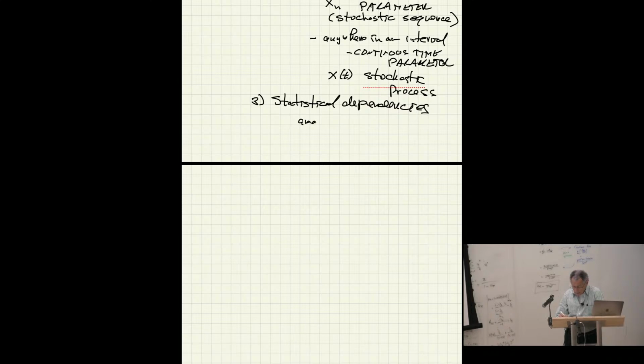Among the x of t or the x of n, you got a bunch of these. How are they related to each other? So basically what we need is a joint distribution at all times, be it discrete or continuous.